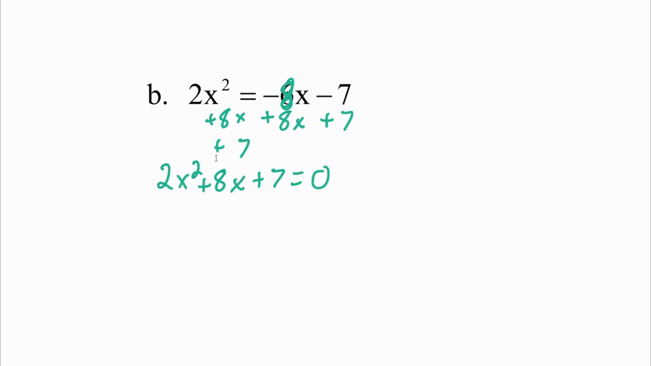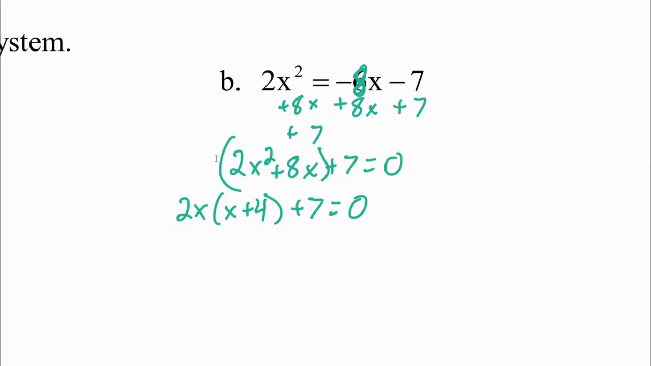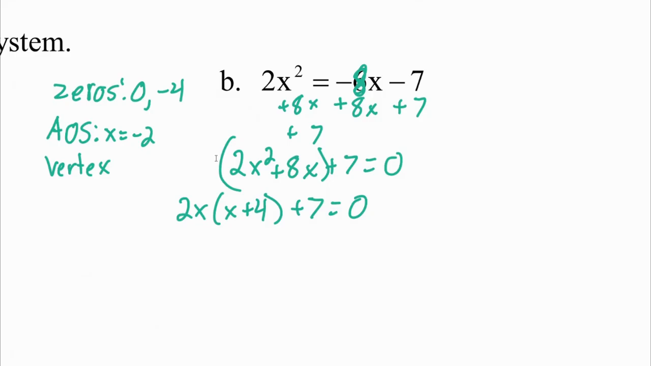Okay. So we look at the first two terms and we can take out a 2 out of both of those. 2x. And we get x plus 4. So our zeros of that are going to be 0 and negative 4. Our axis of symmetry will be halfway between that. So our axis of symmetry is going to be at x equals negative 2. And so then we'll plug in to find our vertex. So we know that the x value of our vertex is negative 2, and we'll plug in to find our y value of that vertex.